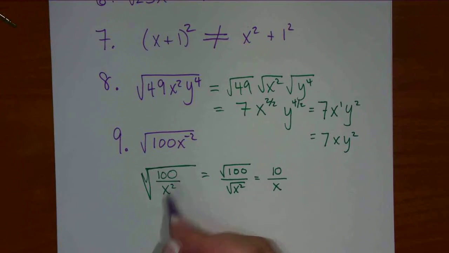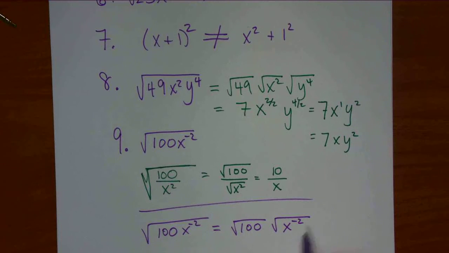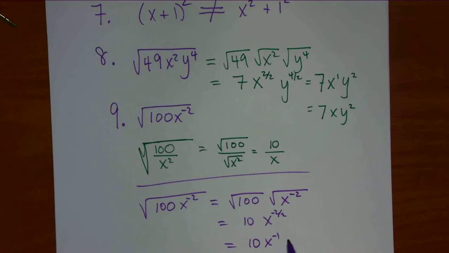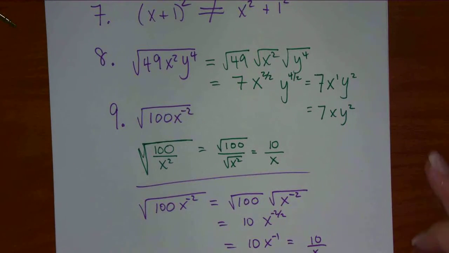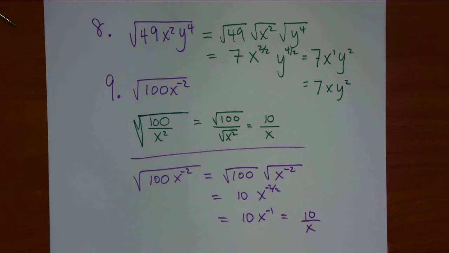Yeah. So if we had this 100 x to the minus 2, you could write square root of 100, square root of x to the minus 2. This is 10. This is x to the minus 2 over 2. Minus 2 over the square root is 2, so this is 10x to the minus 1. Same question, different way.